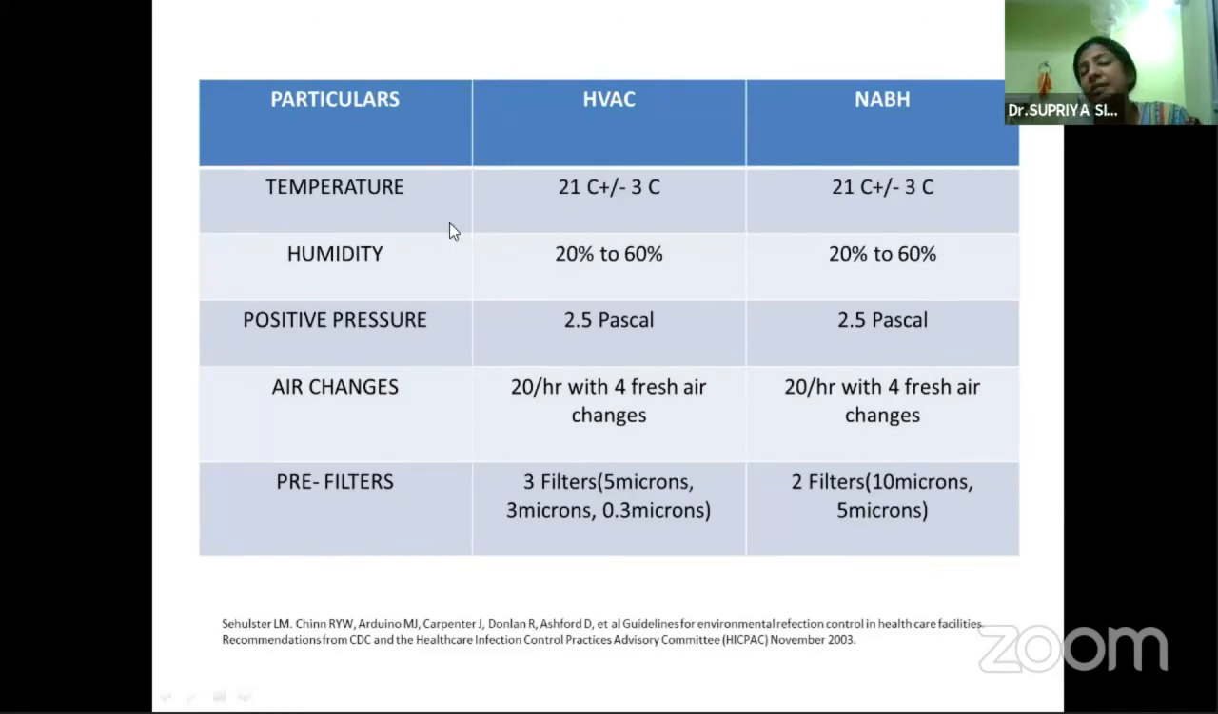As per CBC and NABH guidelines, a temperature of 21 plus or minus 3 degrees centigrade, humidity of 20% to 60%, positive pressure of 2.5 pascals with a minimum of 20 air exchanges per hour is a must, including 4 fresh air exchanges.